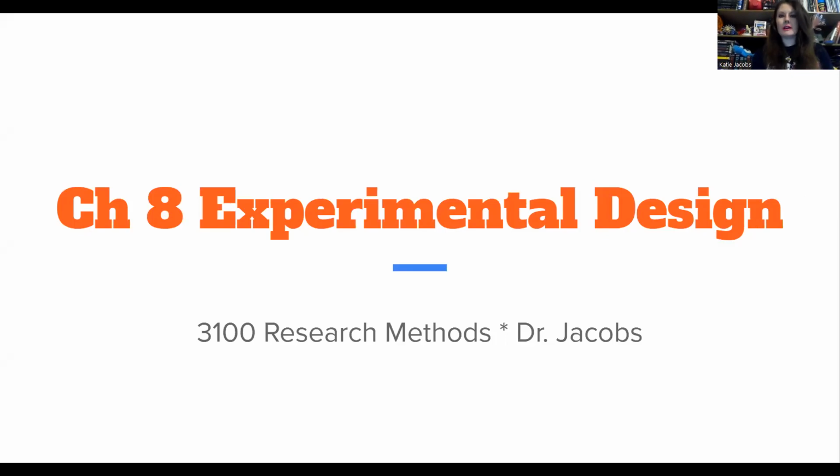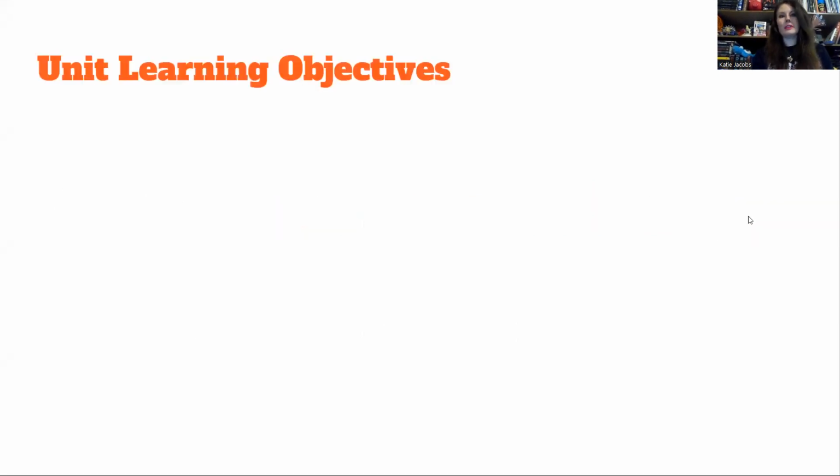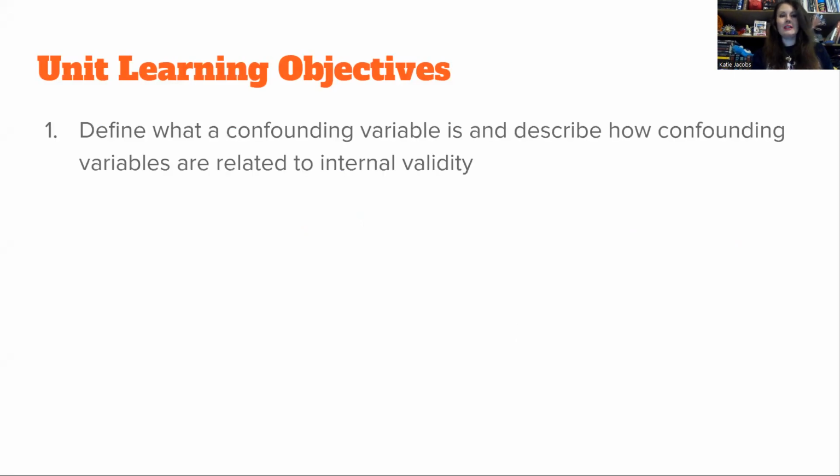This week we're going to learn about experimental design. We have a few unit learning objectives that we'll need to learn about while we're doing this unit. First, I want you to be able to define what a confounding variable is and describe how confounding variables are related to internal experimental validity.